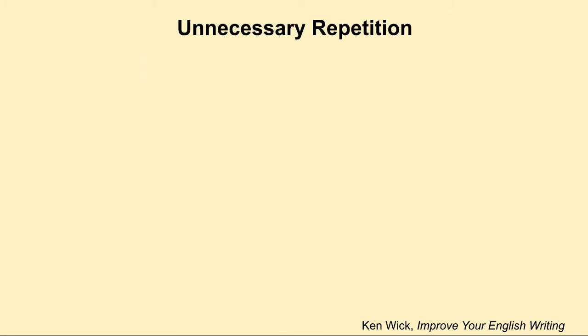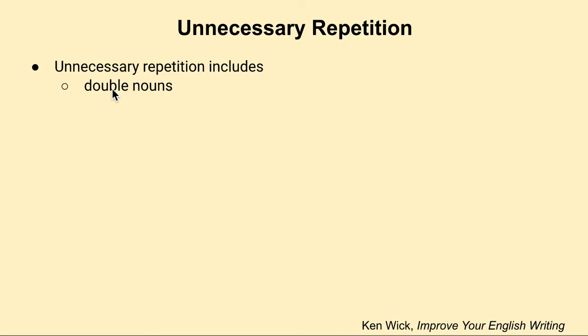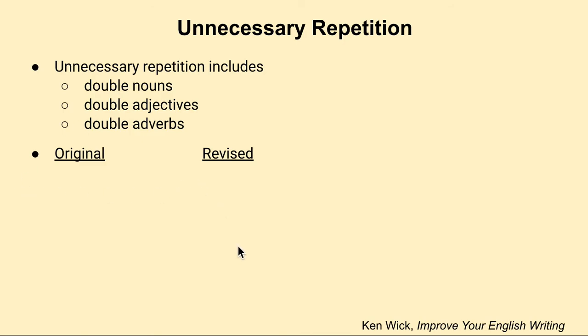Now let's discuss unnecessary repetition. Unnecessary repetition includes double nouns, double adjectives, and I bet you the next one is going to be double something, double adverbs. So let's look at some examples. Original, revised. Green in color. Revised is green. Why do you need to say in color? It's green. So this is what I mean by unnecessary repetition. You're just repeating. It's the same thing. You only need green.